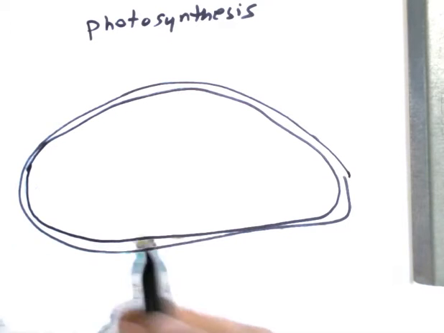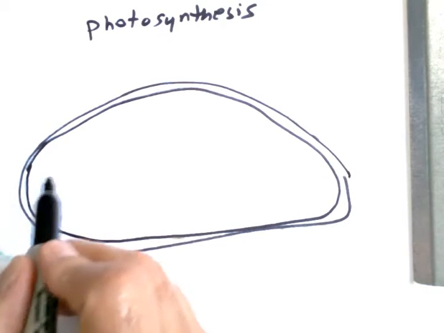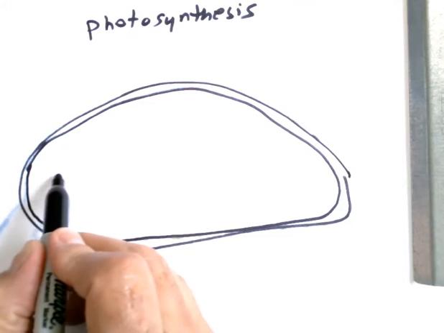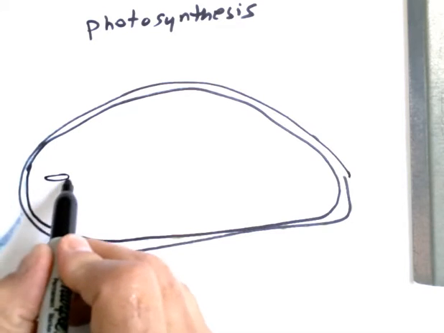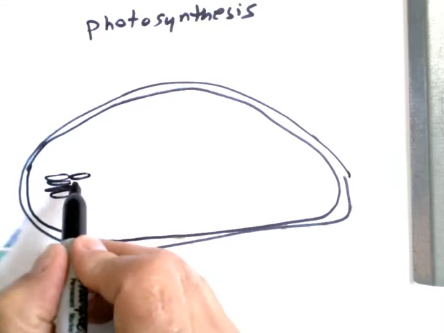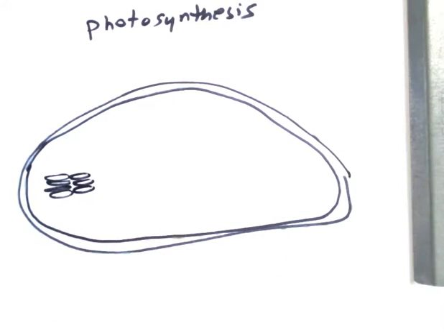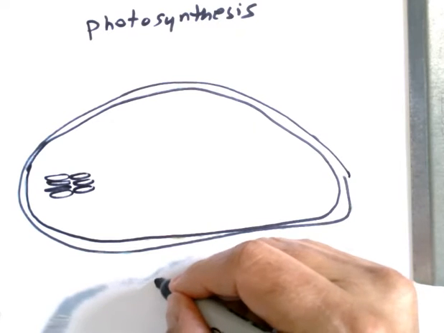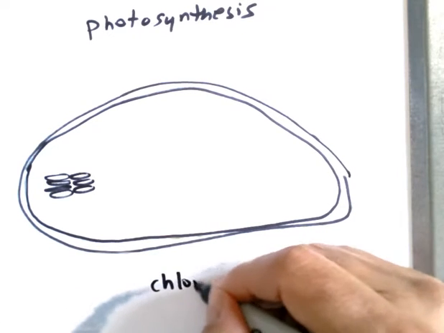The next thing I want to do is draw some thylakoid discs. They kind of look like poker chips to me. Draw those in while I'm labeling this.